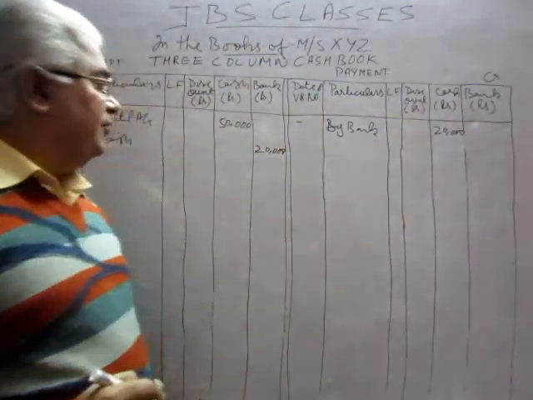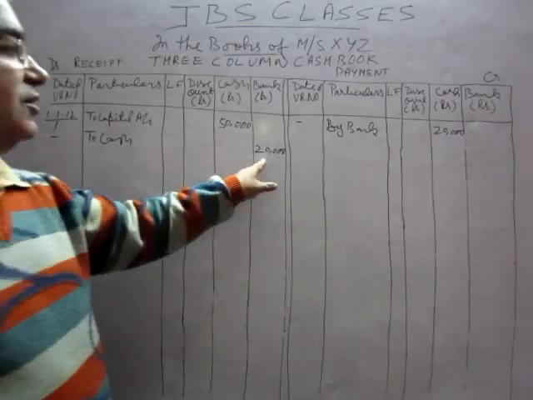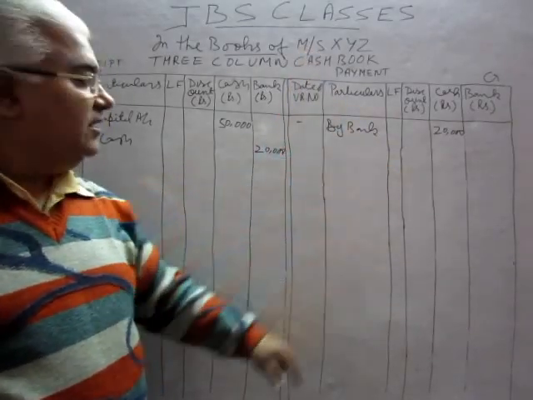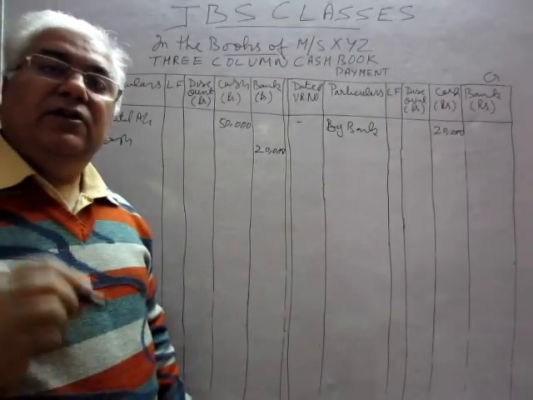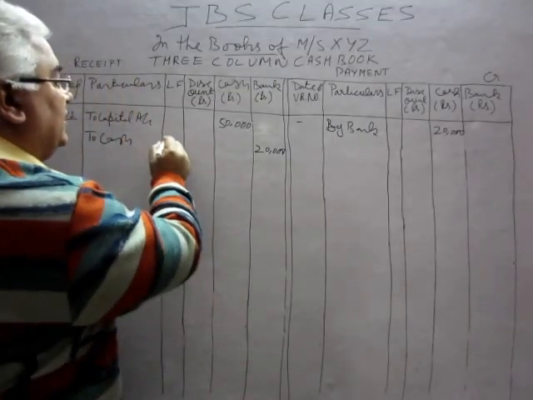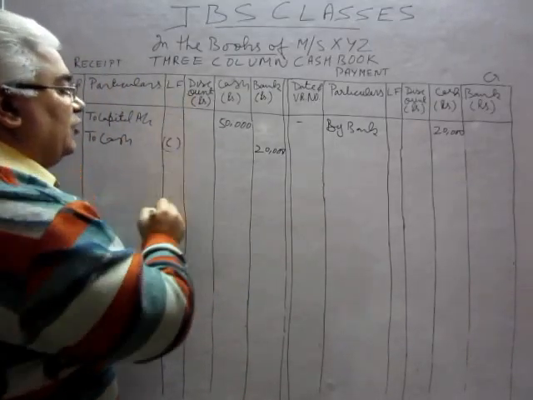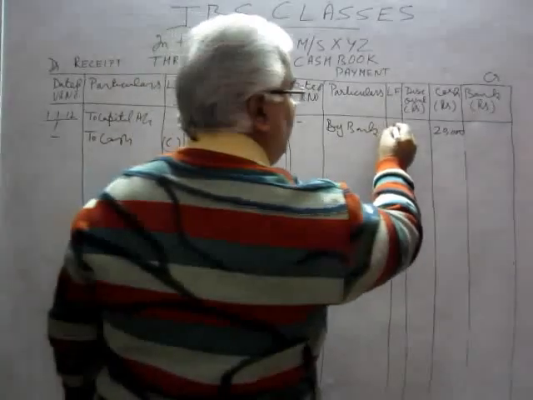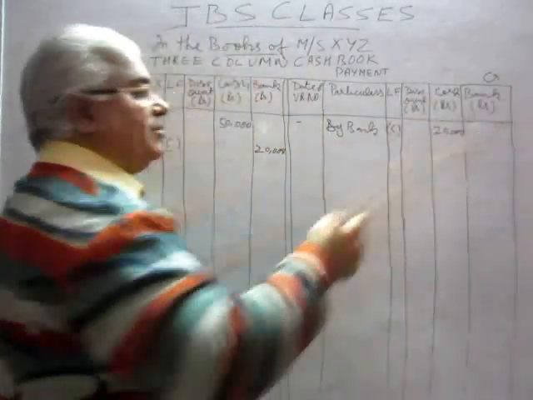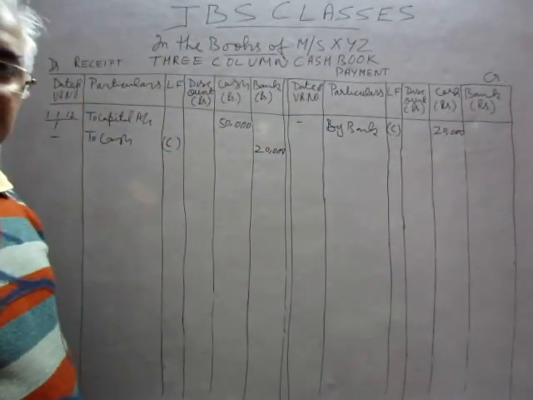But as you know, we don't have to do posting for these amounts in the ledger. Hence these entries are called contra entries, and we put C in the ledger folio column. That means posting of this is not to be done in the ledger.